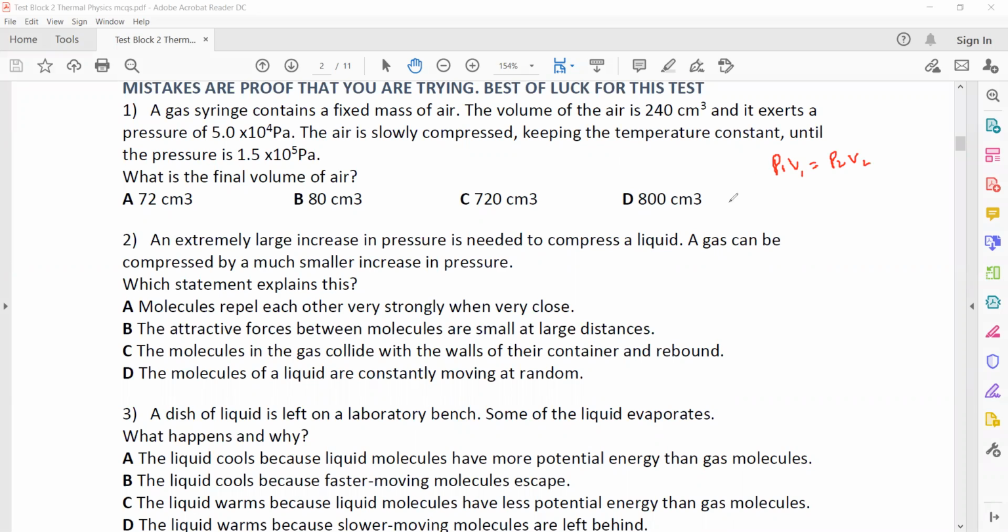So the first pressure is 5 exponent 4, the first volume is 240, the second pressure is 1.5 exponent 5, and the second volume is V2, which we don't know. So 1.5 exponent 5 is multiplied with V2, and on the other side it will divide. When we substitute the values, the final answer will be B.